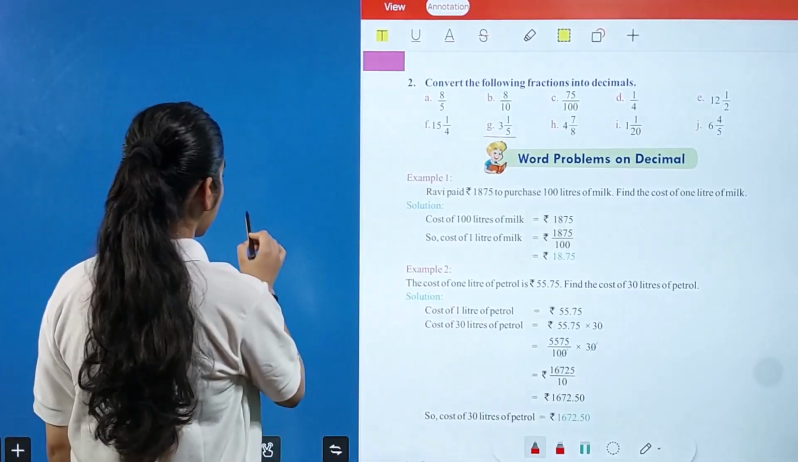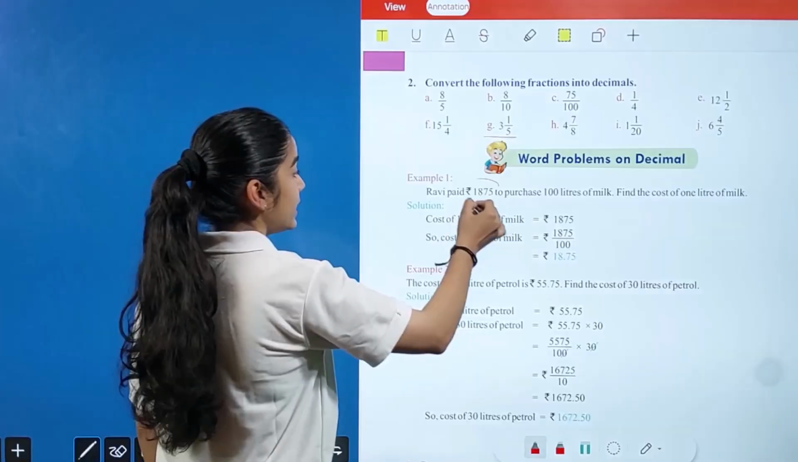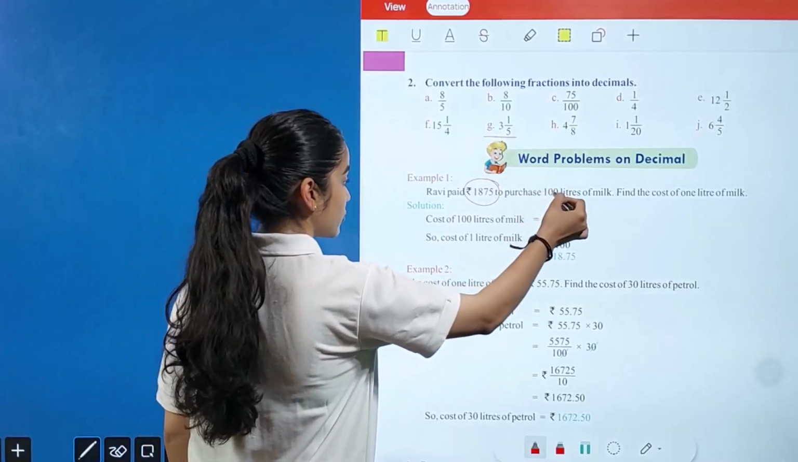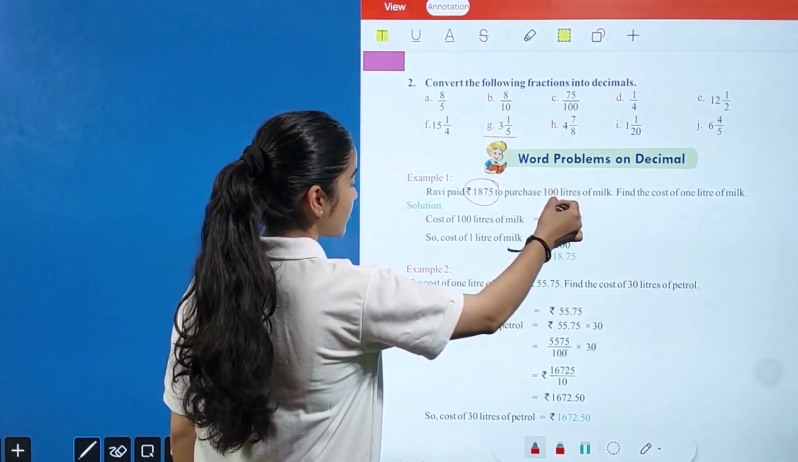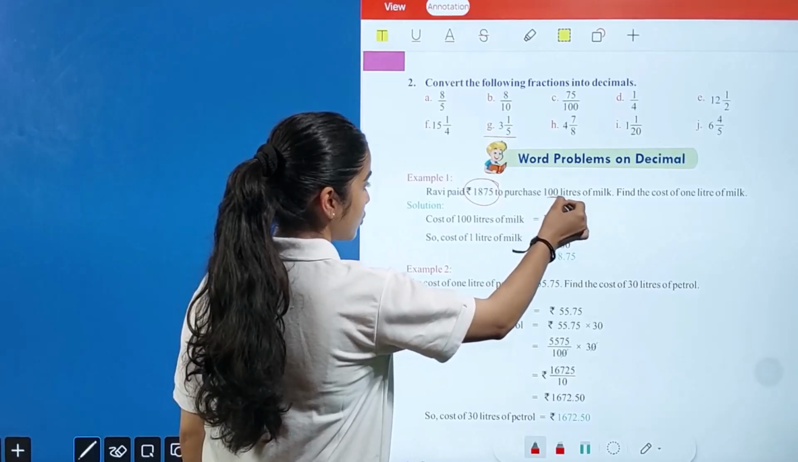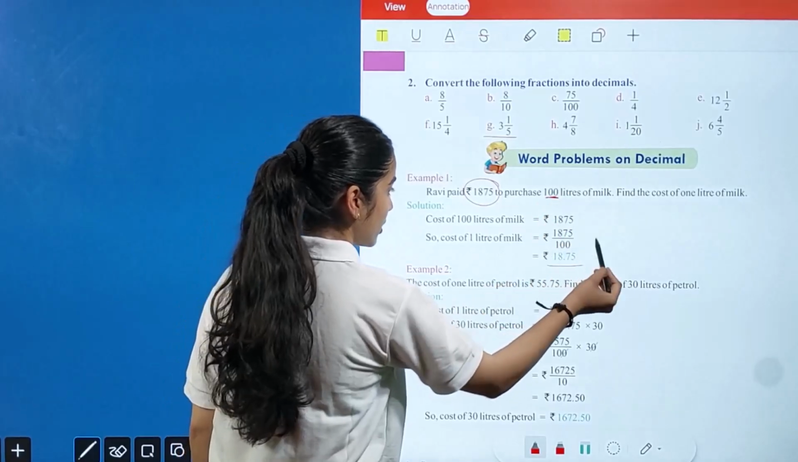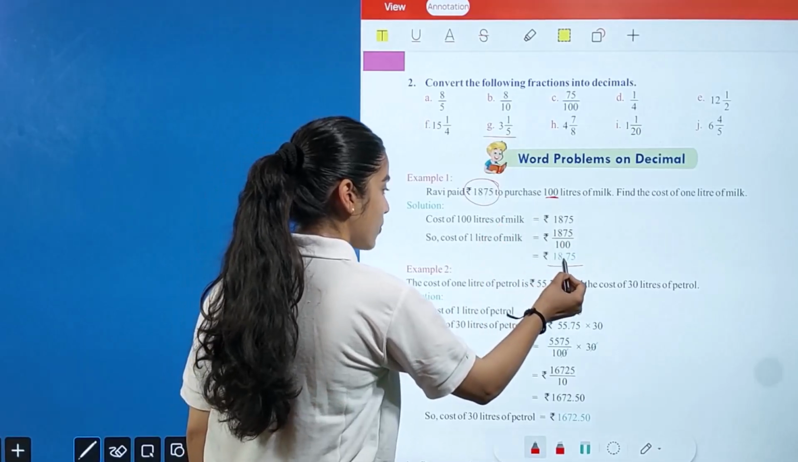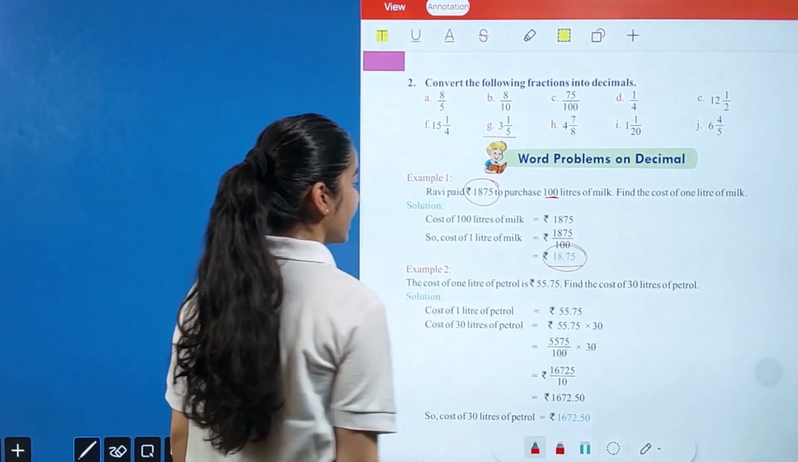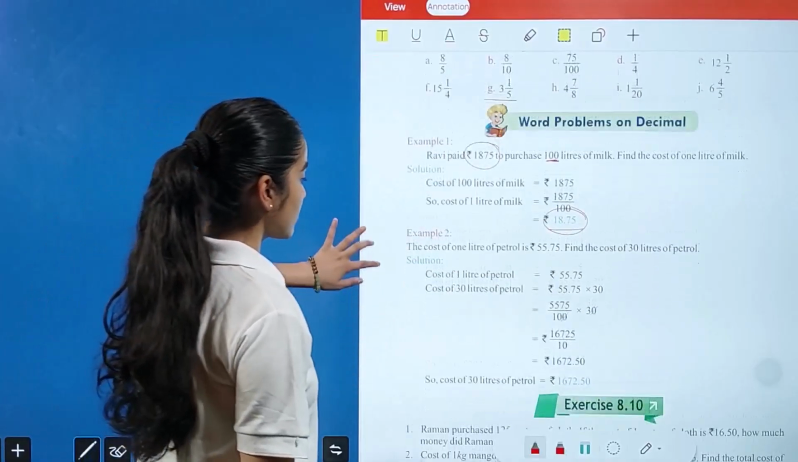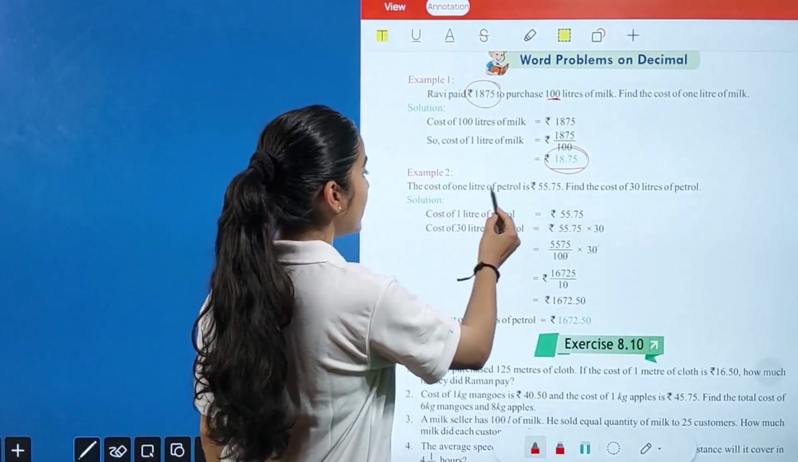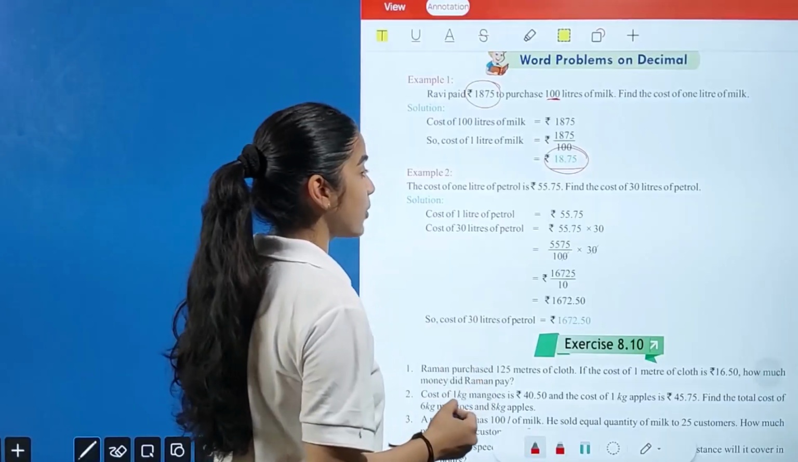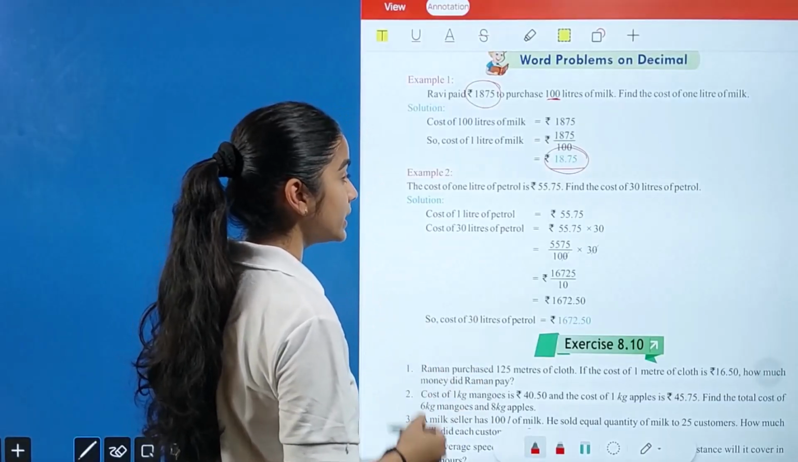So in this case, we have to divide 1875 by 100. We already learned how to divide by 100. You have 2 zeros, so you have to write your number, start your counting from the left-hand side, 1, 2, and shift your point here. So your answer is 18.75. The next question we have: the cost of 1 liter of petrol is 55.75. Find the cost of 30 liters of petrol.